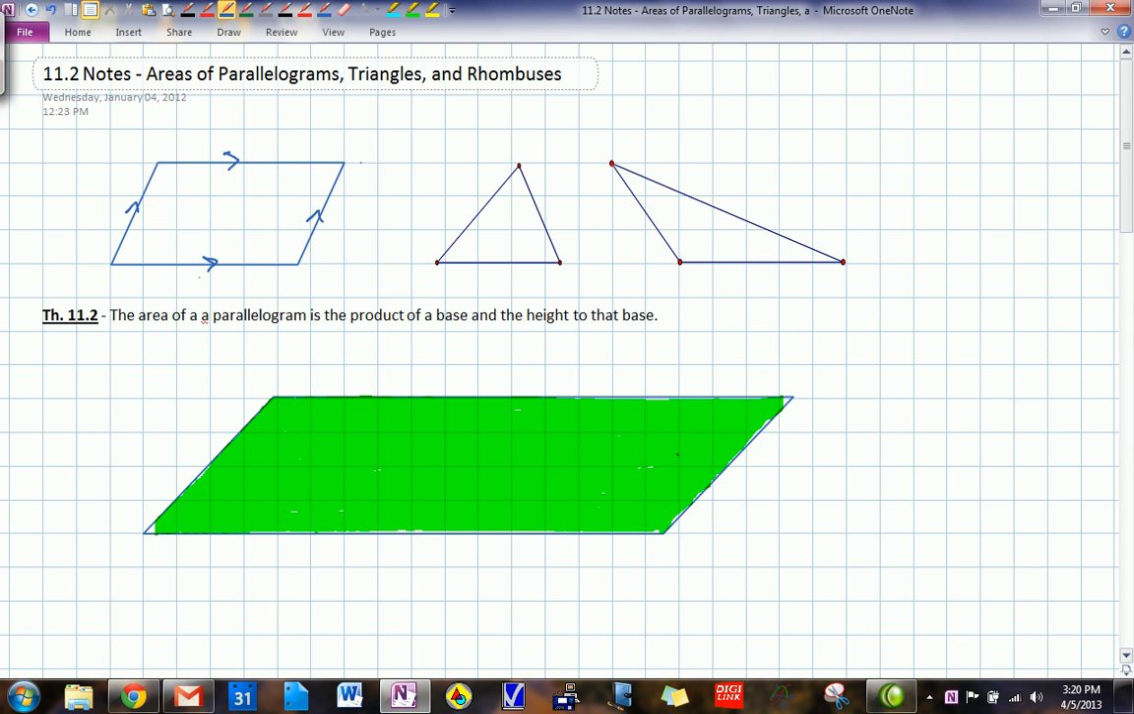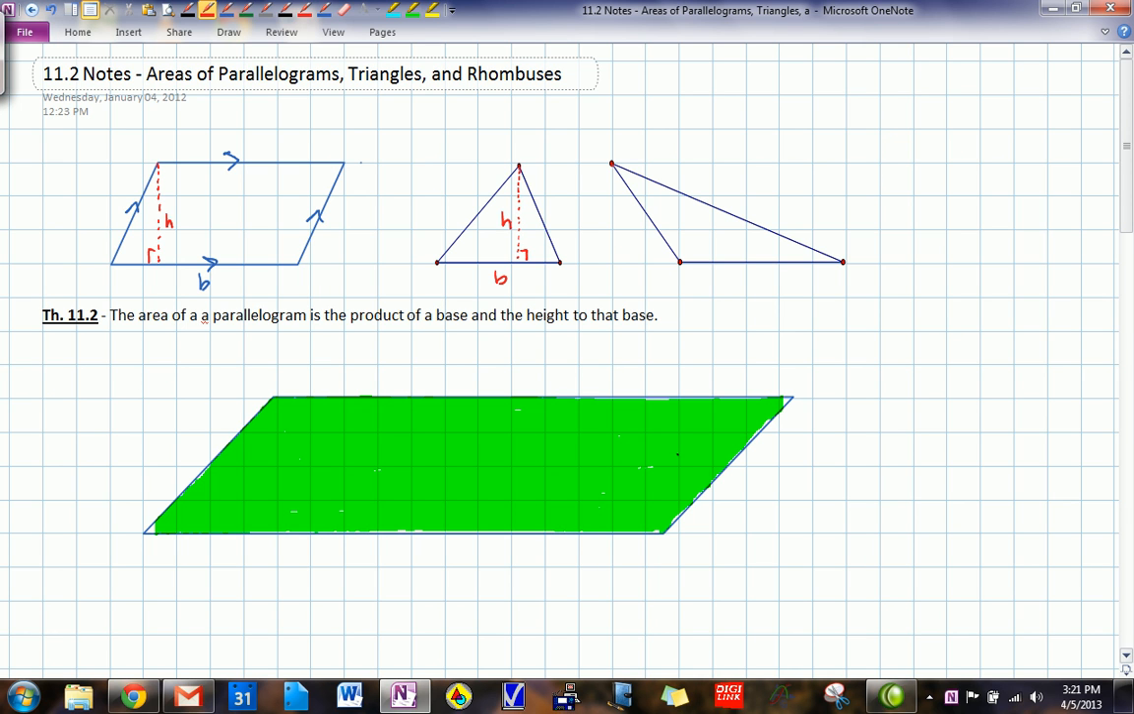And a parallelogram has a base, so I can choose that side to be the base. Any one of the four sides can be a base. And the height is then the distance between the two bases, the parallel sides here. So that perpendicular distance would be considered the height. Okay? In the second figure up here, the triangle, I'm going to call this side the base. The height then is the perpendicular distance from the vertex to that base. So that becomes the height.